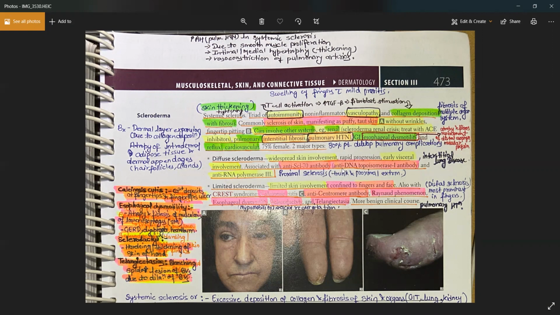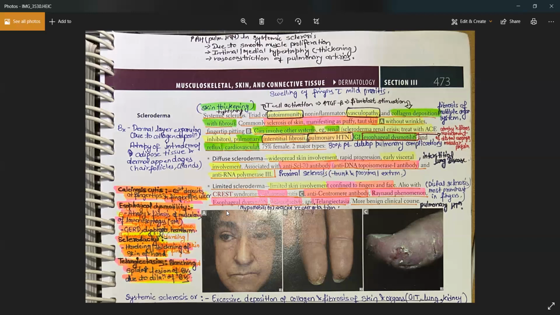And does anyone remember the function of topoisomerase 1? Reduces supercoiling. Yeah, it will reduce the supercoiling. Exactly. You'll be having antibodies against them, right? And you can also have the antibodies against the RNA polymerase 3. Okay. So these two antibodies will be found in the diffuse scleroderma. And please note, you will be having the early visceral involvement, which means the renal involvement, the pulmonary involvement, the heart involvement, and the esophageal involvement, right?